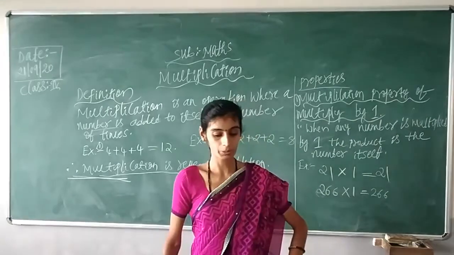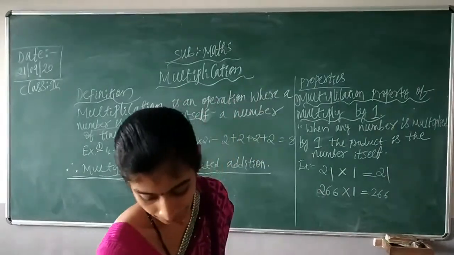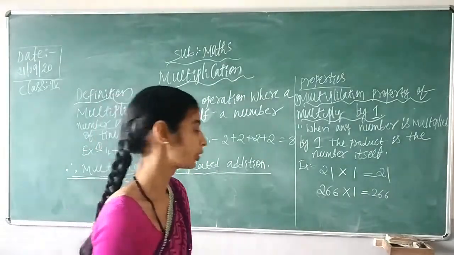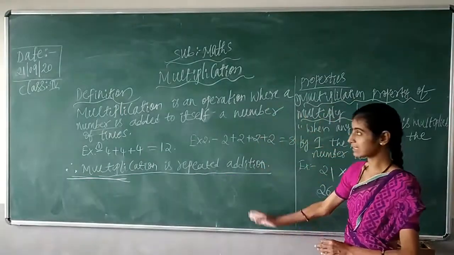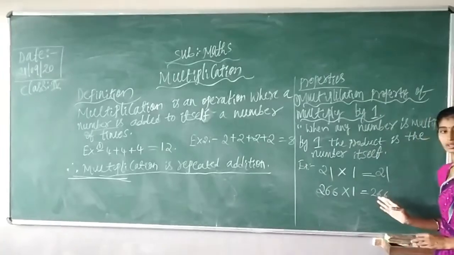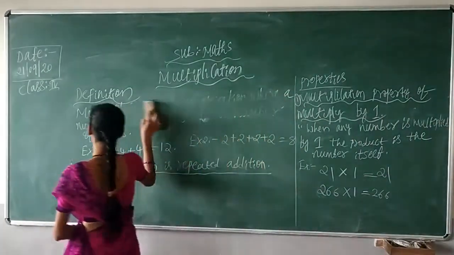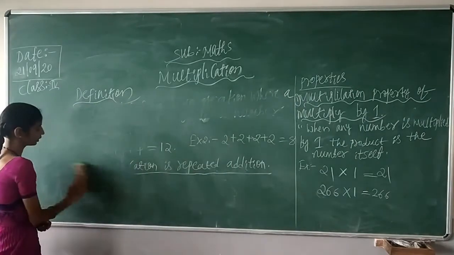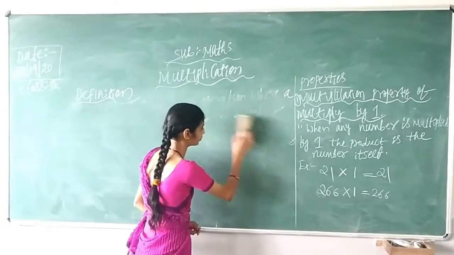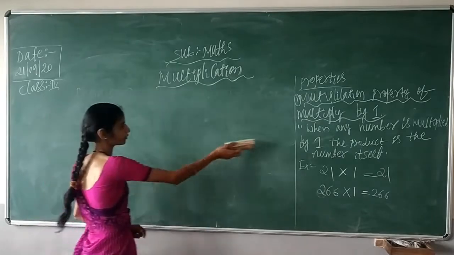Shall we see the second property, children? What is the second property? The property of multiplication by 0. Please copy this definition, children. Then you need to write the properties also. You need to write whatever I am giving in your notebook. Whichever book you have made, you need to write in that. Then this was the first property.